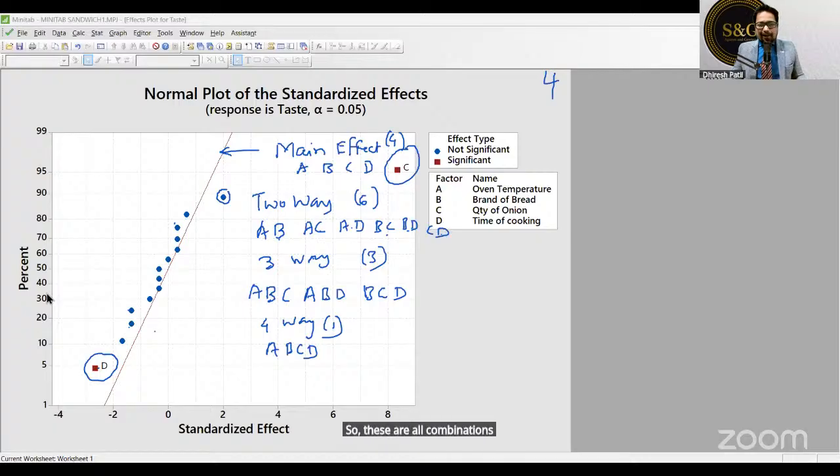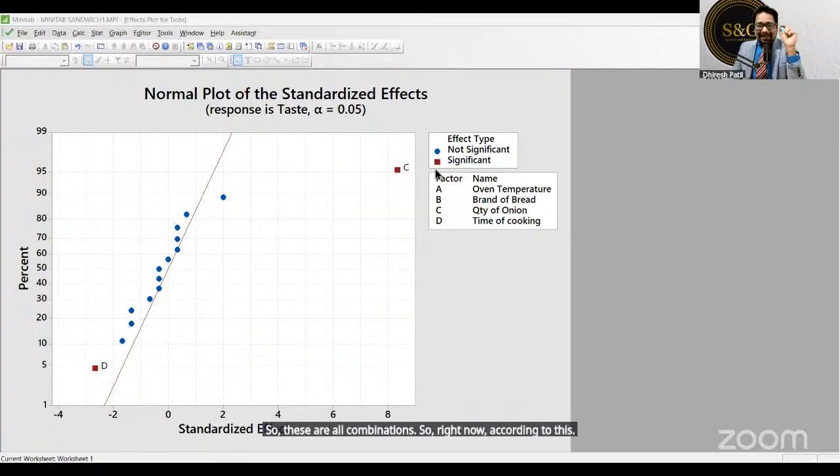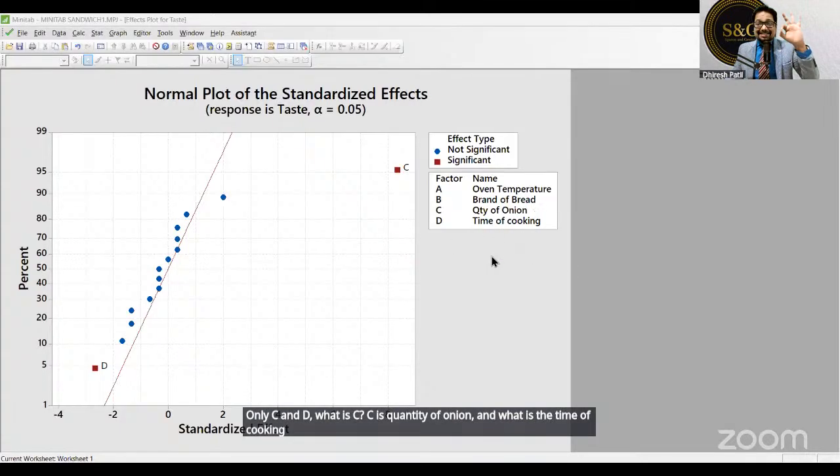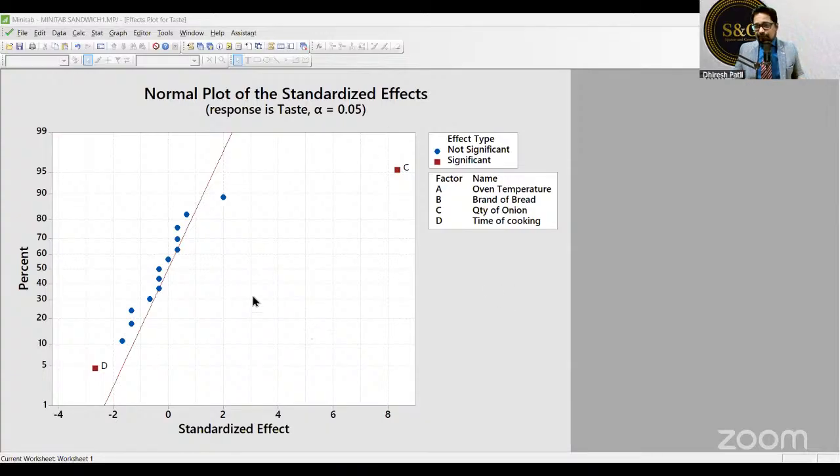So right now, according to this, only C and D. What is C? C is quantity of onion, and what is D? Time of cooking. These are the significant factors here. Clear? According to this graph.